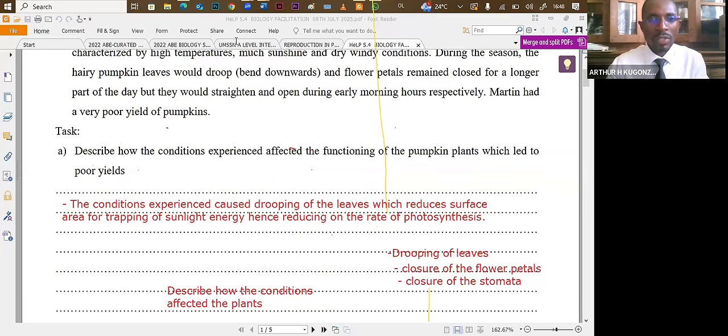Then the conditions experienced cause the closure of the petals, which reduces exposure of the anthers and the stigmas, agents of pollination, hence reducing the chances of pollination. Then saying a dry spell caused water shortage in the soil. Now, I have picked some points. Let me talk about this one here. I'm going to copy it in the inbox, then I share it on the screen.